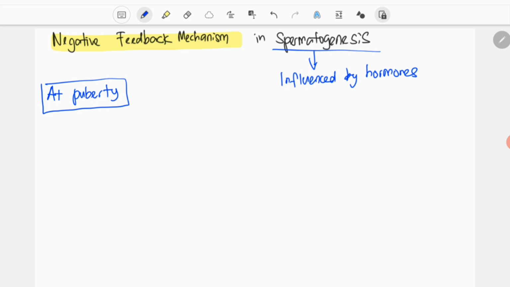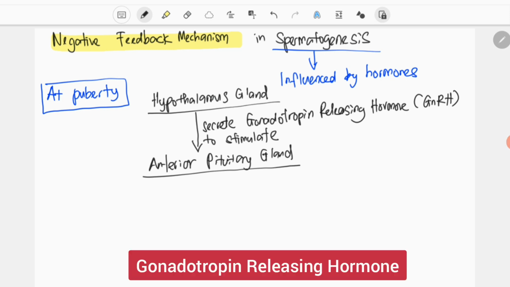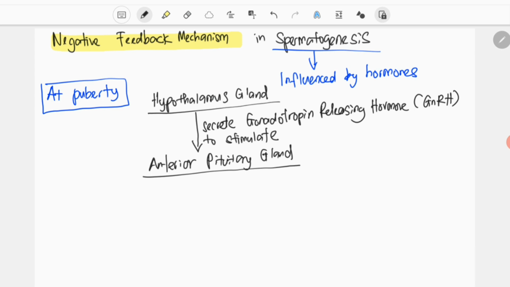So, at puberty, what will happen is hypothalamus gland yang kita jumpa dekat at the base of the brain akan secrete satu hormon yang dipanggil sebagai gonadotropin releasing hormone ataupun singkatan dia GnRH. Make sure awak boleh spell penuh GnRH, bukannya guna singkatan saja. So hypothalamus gland akan secrete GnRH.